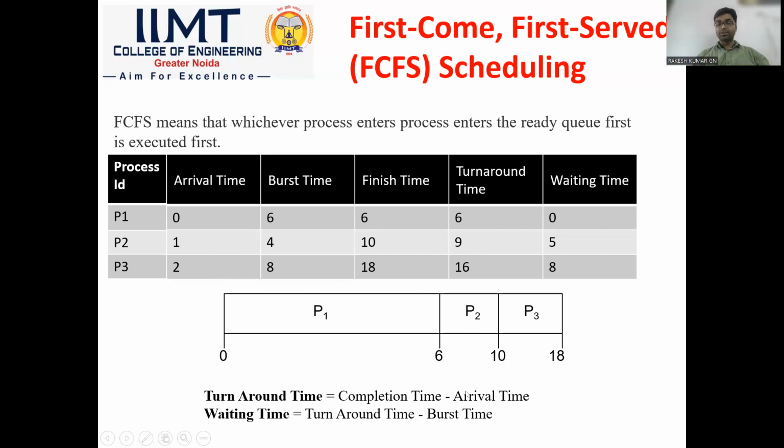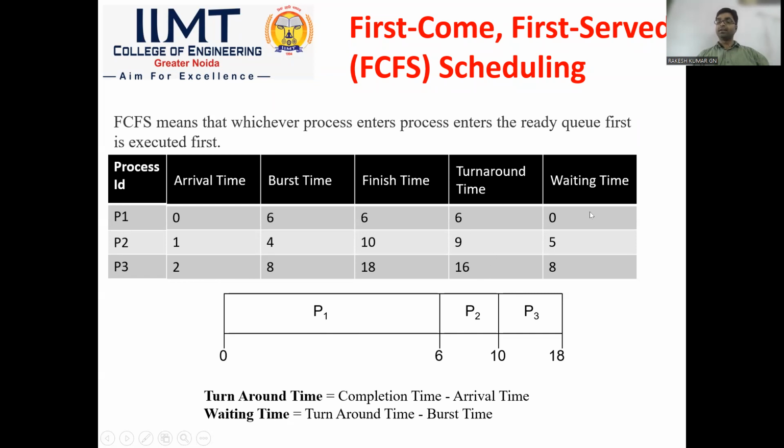For process P1, 6 minus 0 is 6, because the arrival time of that process is 0, and the arrival time of process P2 is 1. That's why completion time minus 1 gives 9. For the last process, the completion time is 18 and the arrival time for process P3 is 2. That's why 18 minus 2 is 16. So the turnaround times for all the processes are 6, 9, and 16.